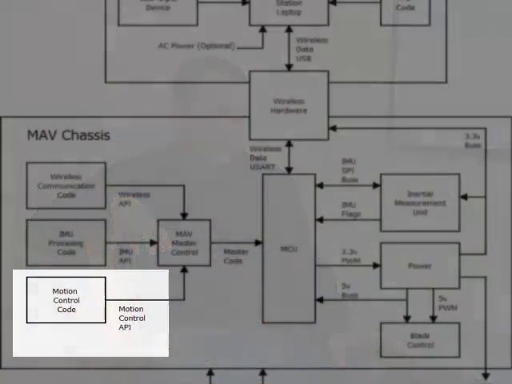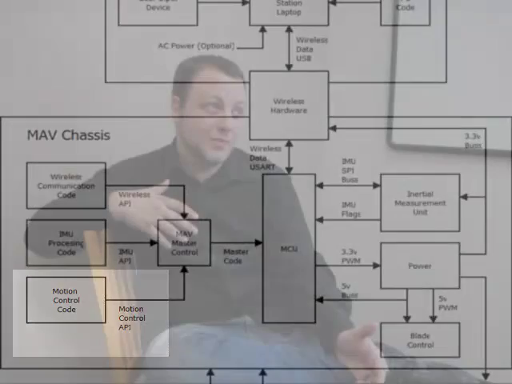Motion control code consists of taking user input and sensor input into the PID loops, mixing them together, and getting an updated value that goes to the PWM control code, which then updates the actual PWM values that go out to the servos to control the helicopter.